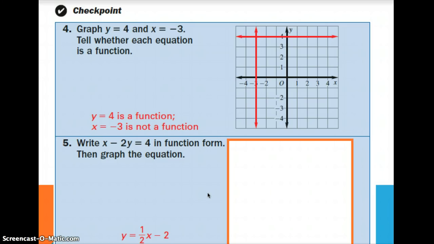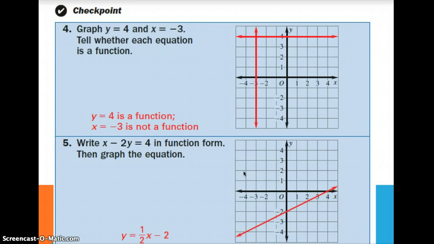Graph this. Pick x values negative 2, negative 1, 0, 1, and 2. So you have to make a chart and graph. Find the corresponding y's. When you draw a line through them, your graph should look like this. Remember, if you did not get this same graph, you did not pick x values. You have to make the table. There is no shortcut.